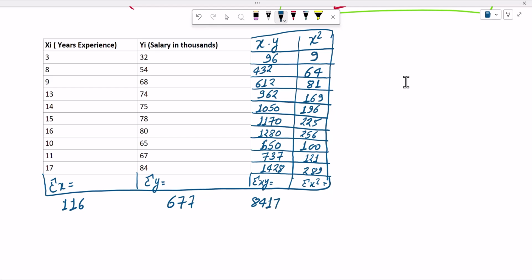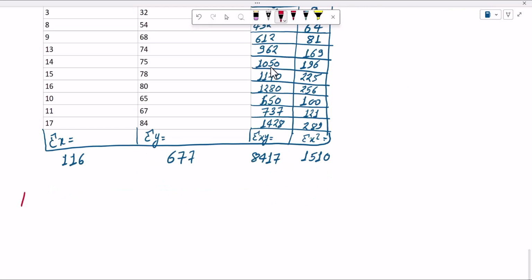Summation of xy is 8417. Likewise summation of x square is 1510, right? So now using the formula y equals ax plus b, a is the slope, x is the x variable, and b is our intercept, right?